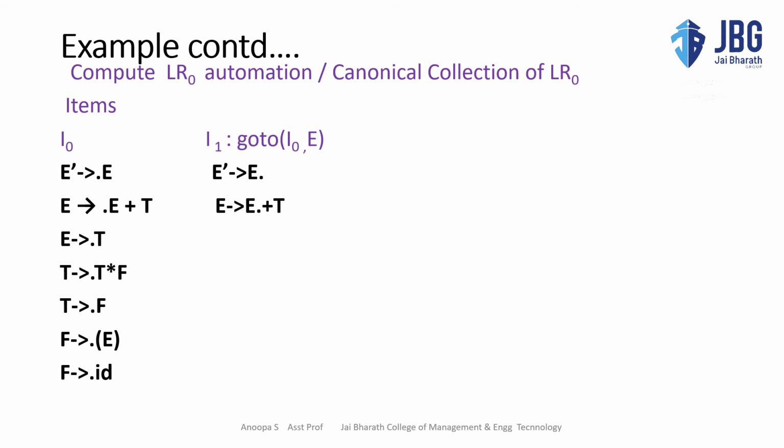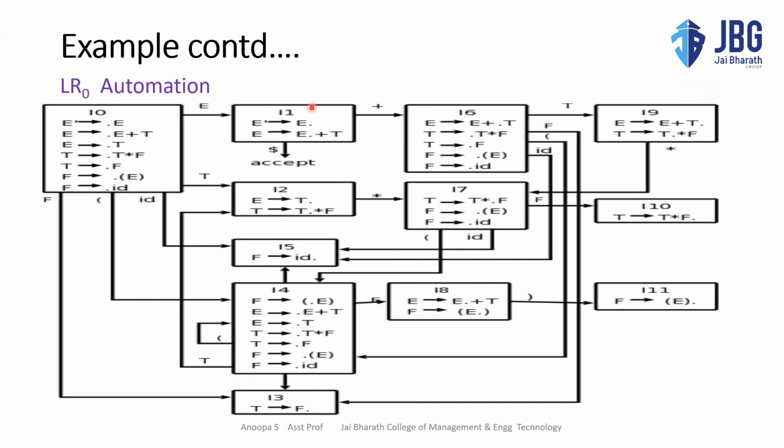The next step is to compute the LR0 automaton. I0 consists of E dash giving dot E, and since there is capital E after the dot, we include the E productions. Since there is a dot before T, I have to include the T productions, and since there is a dot before F, I have to include the F productions. So this became my I0, right? Then I perform the goto operation from this I0 and I got I1, that is goto of I0 comma E. Similarly, by performing closure and goto, I got the LR0 automaton with 11 states. Hope you have a clear understanding of how to compute the LR automaton. Now I have this LR automaton, so from this I have to construct the parsing table.